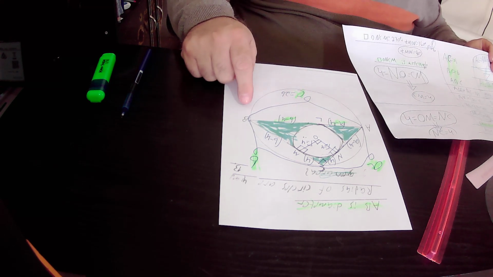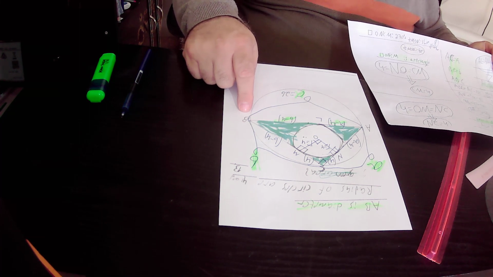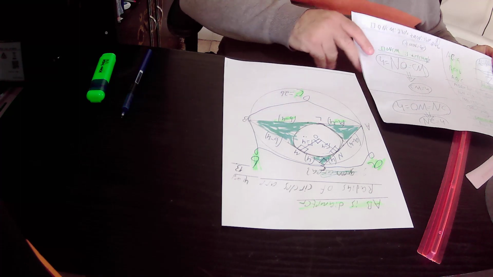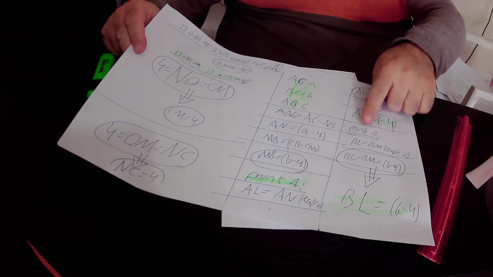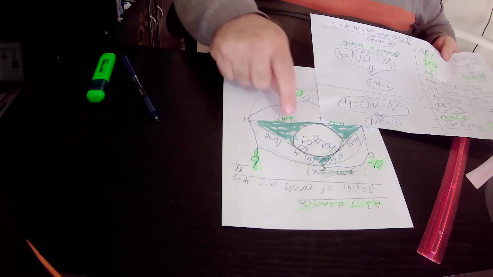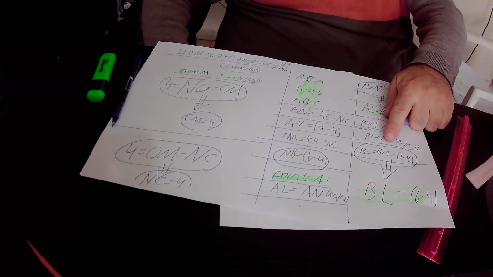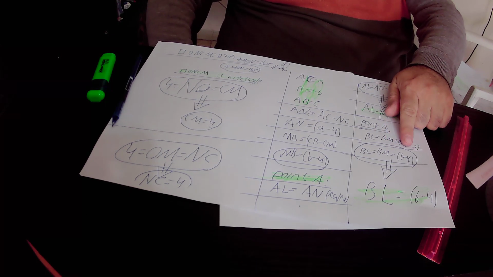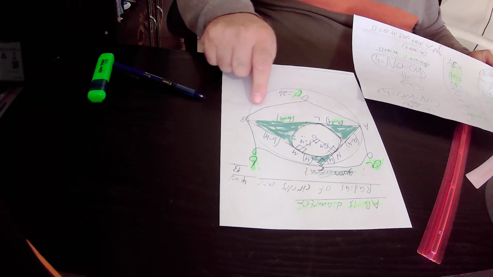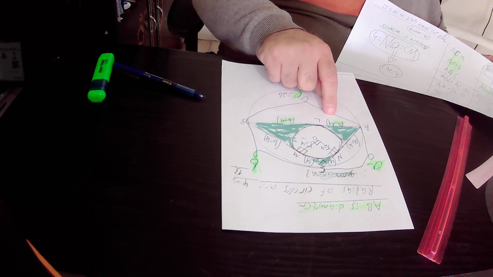Then we focus on the common external point B. From the common external point B, we have two tangents to the circle, tangent BL and tangent BM. According to rule number 2, they must be equal to each other. Here, BL equals BM. But we have already found out that BM equals B minus 4, so BL is also equal to B minus 4. So we found out that BL equals B minus 4 and AL equals A minus 4.